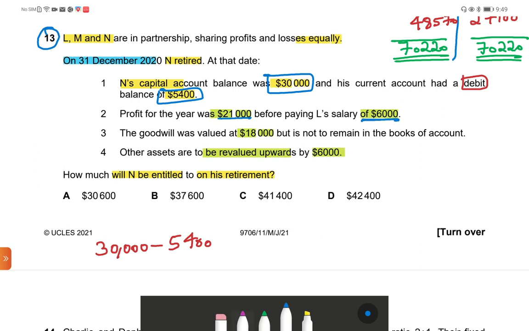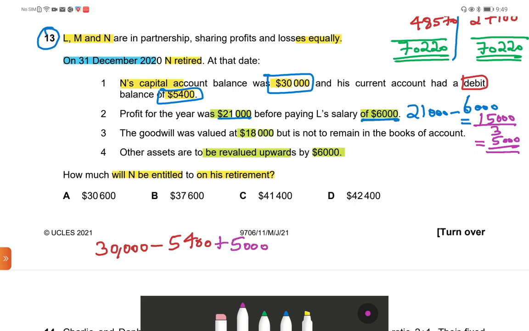So we have to find the divisible profit here, that is 21,000 minus 6,000. So the 21,000 minus 6,000 is 15,000. 15,000 is the total divisible profit divided by 3. They are sharing the profit equally. So one portion is N's portion, divided by 3 is equal to 5,000. This 5,000 he has to get. So we will add 5,000.